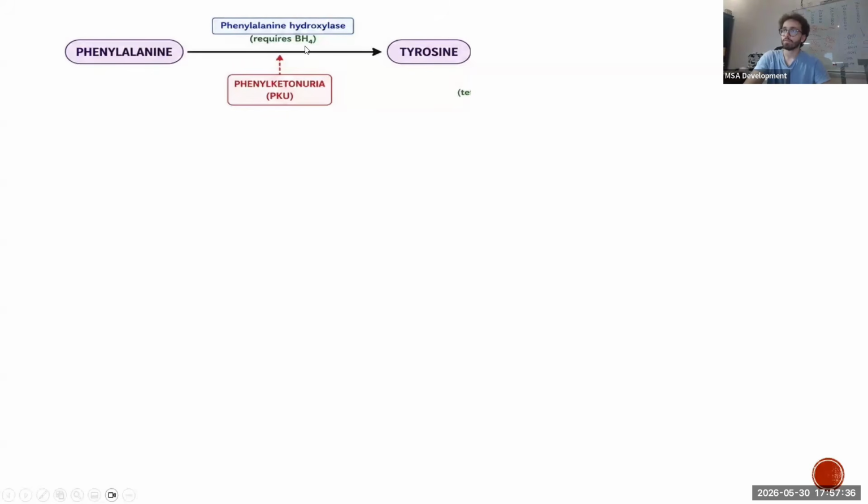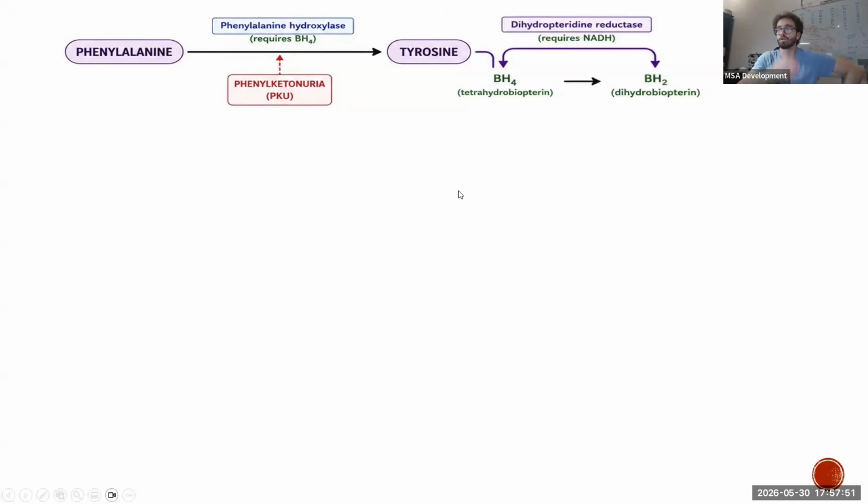Okay, let's say that phenylalanine hydroxylase is deficient. What disease will we have? PKU, phenylketonuria. We will have accumulation of phenylalanine because we don't have the enzyme that will make it tyrosine. Okay? Now, in a normal case, what will happen to tyrosine?